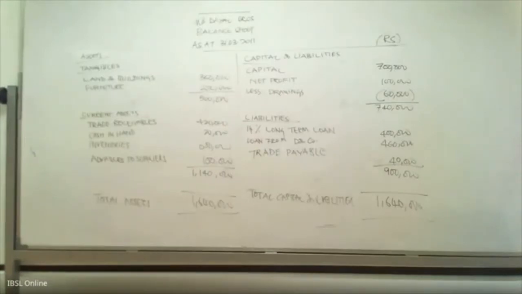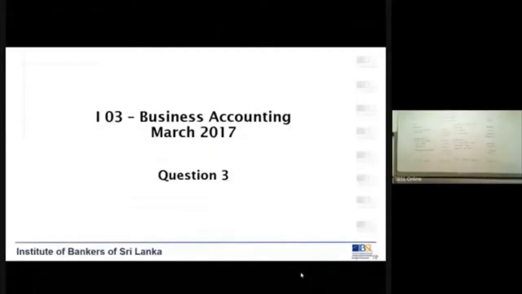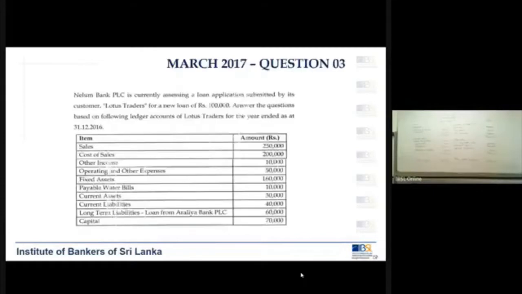So let's look at what we have here. I have a question from the past paper. You will see this past paper question, of course, has a mix of some other areas that we are supposed to learn. But for the time being, we can look at the first part of the question. If you look at the question, this is how it goes.